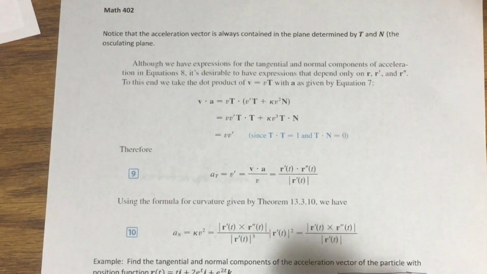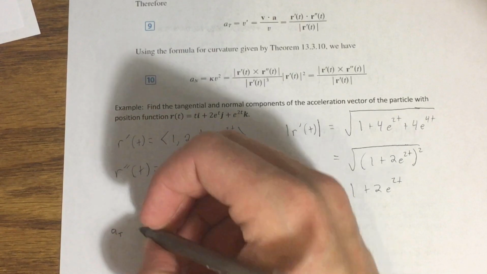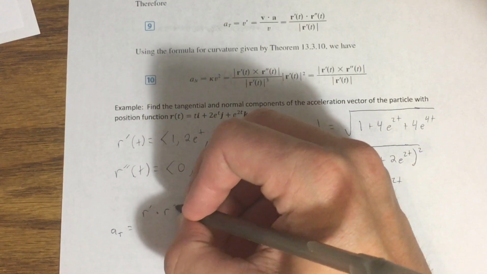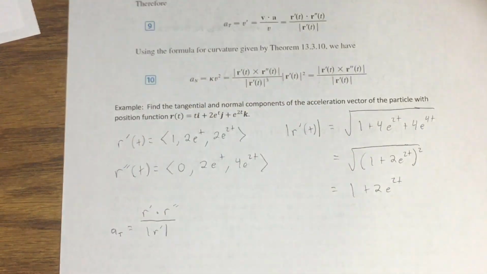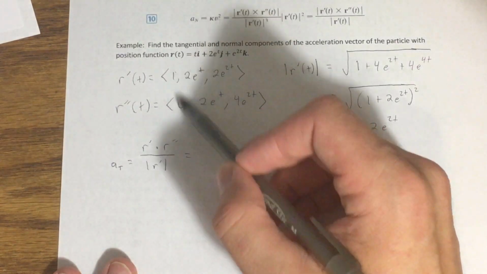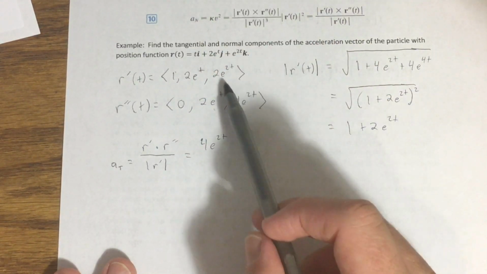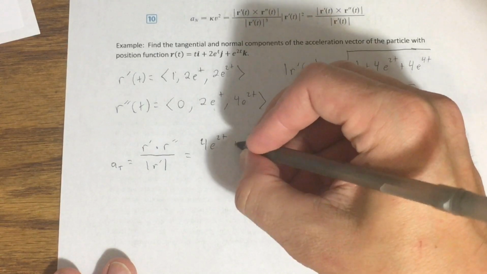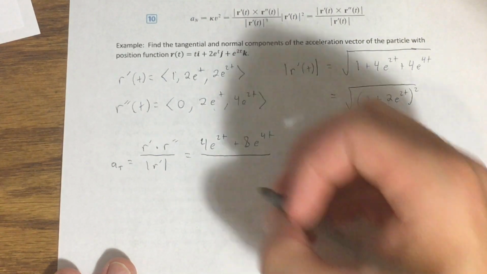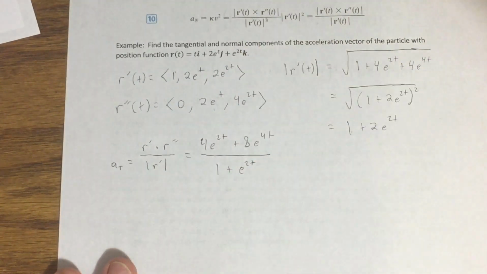Okay. Dot product. We need our dot product there. If I were to dot these two to find the tangential component for acceleration, that's going to be equal to r prime dotted with r double prime over the magnitude of r prime. That's the formula we just came up with. What is the dot product of these two vectors? 1 times 0 is 0. 2e to the t times 2e to the t is 4e to the 2t. 2e to the 2t times 4e to the 2t would be 8e to the 4t, and that's all over the magnitude of r prime, 1 plus 2e to the 2t.